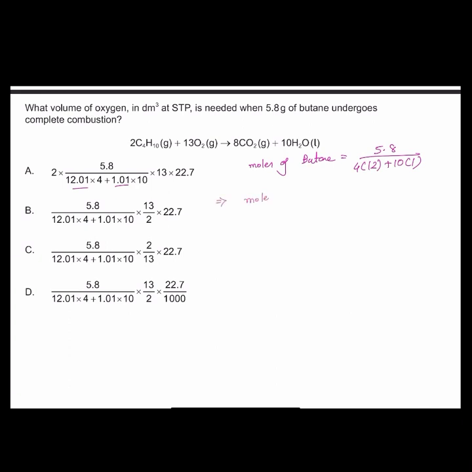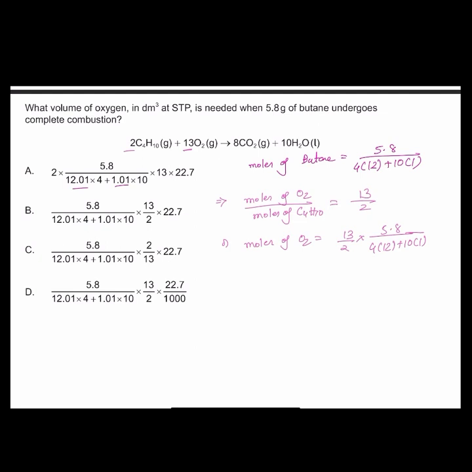Now we'll find the moles of oxygen. Moles of O2 by moles of butane. Butane is C4H10. This ratio will be 13 by 2. So moles of O2 will be 13 by 2 times the moles of C4H10. That will be 13 by 2 times 5.8 divided by 4 times 12 plus 10 times 1. Yeah, that is the moles.